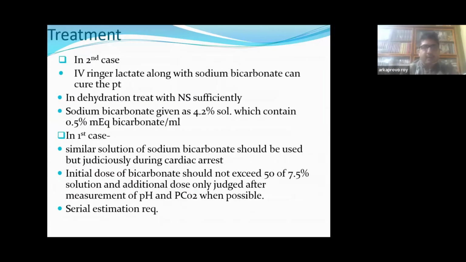Treatment: initially you should go for IV Ringer lactate along with sodium bicarbonate. Treat dehydration with normal saline. Sodium bicarbonate should be given as a 4.2% solution, which contains 0.5 milliequivalent bicarbonate per milliliter. Now, if it does not subside, then we have to go for infusion of bicarbonate along with thinking of ventilator support, because this type of patient can very well go into cardiac arrest.